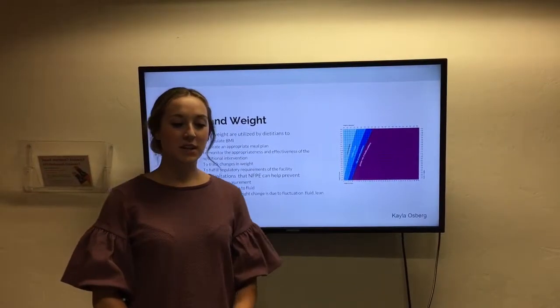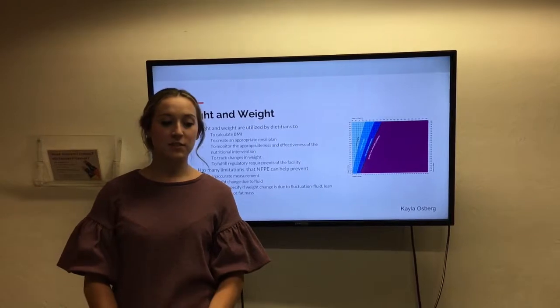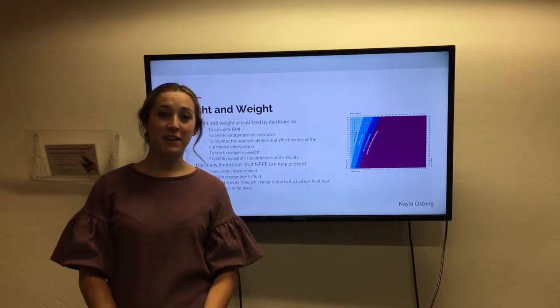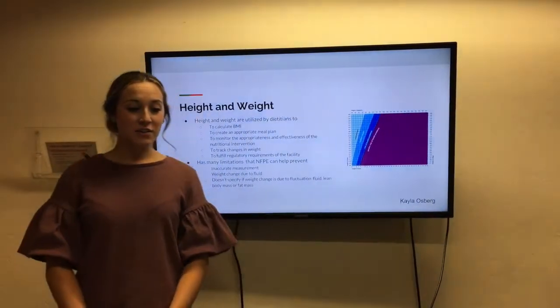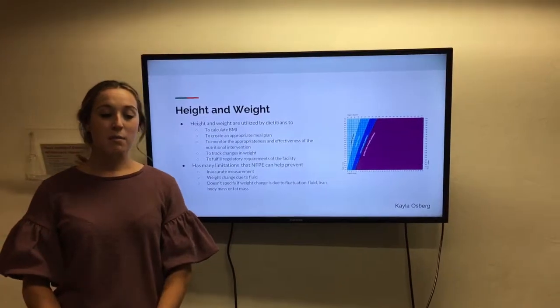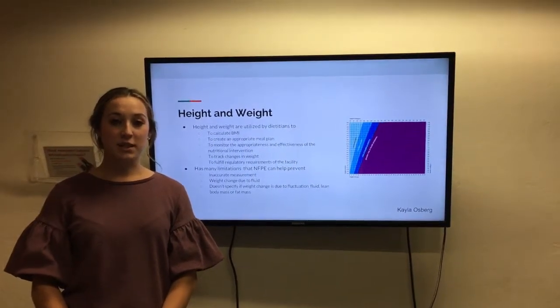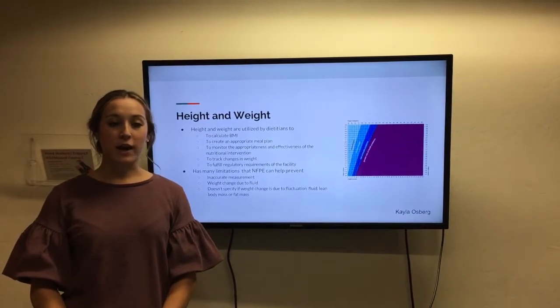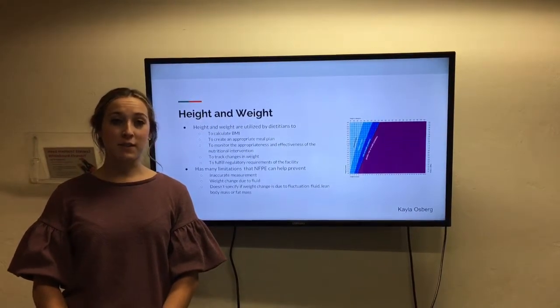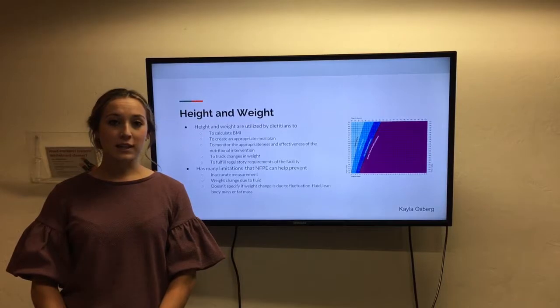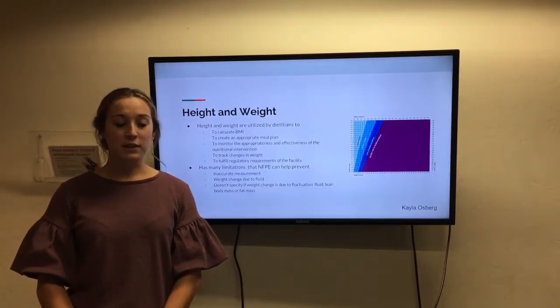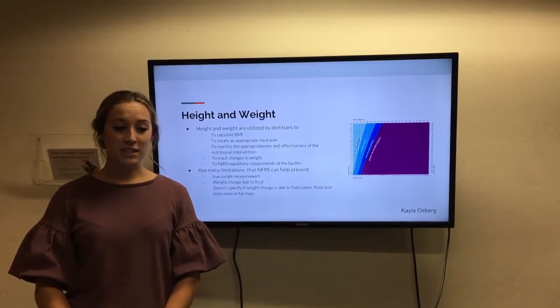Height and weight measurements are commonly utilized in healthcare settings and used by dietitians because it allows them to calculate body mass index, create an appropriate meal plan, monitor the effectiveness of the nutritional intervention, track changes in the patient's weight, and is usually required to fulfill regulatory requirements of the facility. However, only looking at the height and weight of a patient to evaluate their nutritional status can have many limitations.